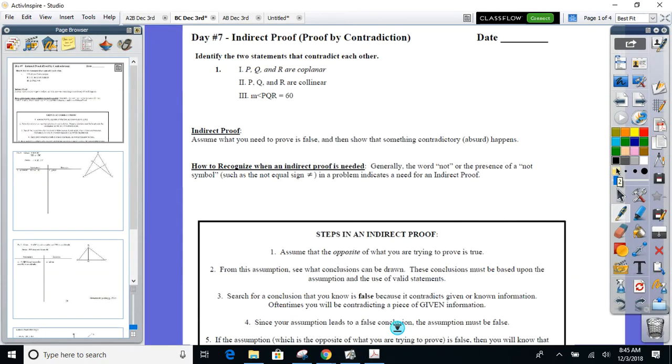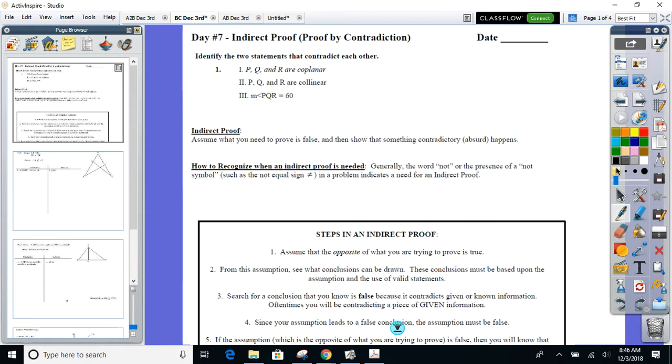Part of the new proofs I'm going to have you do today is noticing when you have what's called a contradiction, or opposites of each other. I put a quick example up there first. Identify the two statements that contradict each other, basically two that can never happen at the same time. It's absurd if these two happened at the same time.